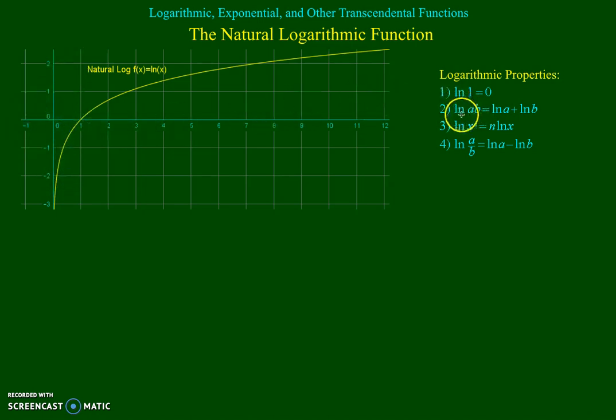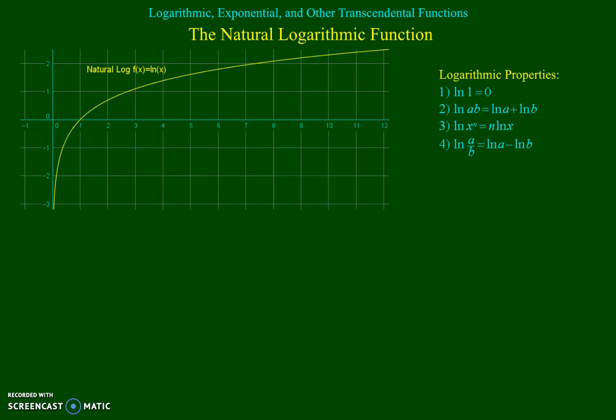The second property, the natural log of a times b is the natural log of a plus the natural log of b. This is the product rule. And then the power rule is the natural log of x to the n is n, the power, times the natural log of x. And then the quotient rule, the natural log of a divided by b is the natural log of a minus the natural log of b. We're going to go through and prove each one of these properties, but for now I just wanted to give a quick review of what we learned about natural logs in pre-calculus mathematics.